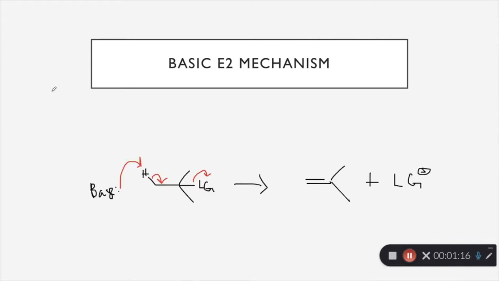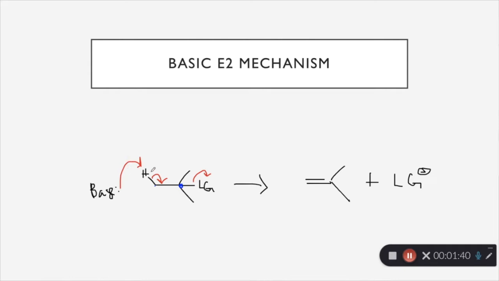So here I've drawn out the basic E2 mechanism. So what happens with this is that a base is going to take up this beta hydrogen, and remember that the beta hydrogen is on the carbon over from the carbon of the leaving group. So here's the alpha carbon of the leaving group, this is the beta carbon, and then you have the beta hydrogen coming off of that carbon.